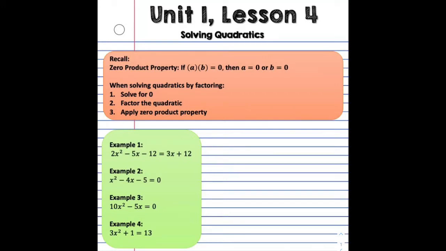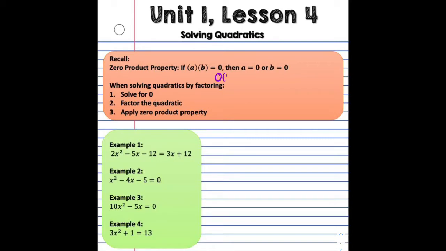Hey guys. All right, so lesson 4. The first thing we need to recall from Algebra 1 is the zero product property, which says that if we have A times B equal to 0, so if we're multiplying two things that equal 0, then either A can equal 0 or B can equal 0, okay?